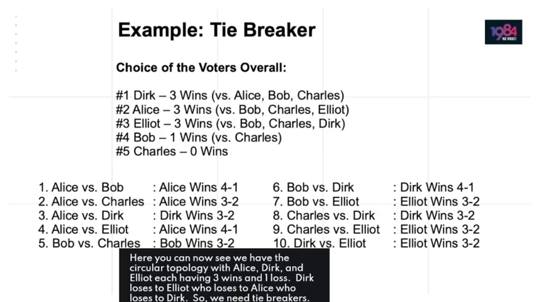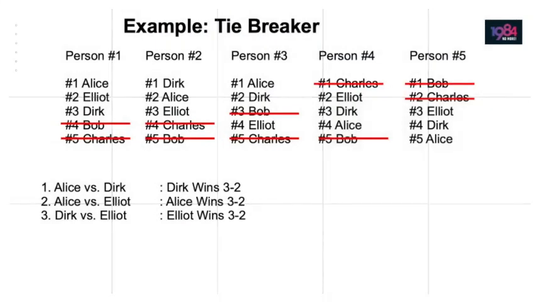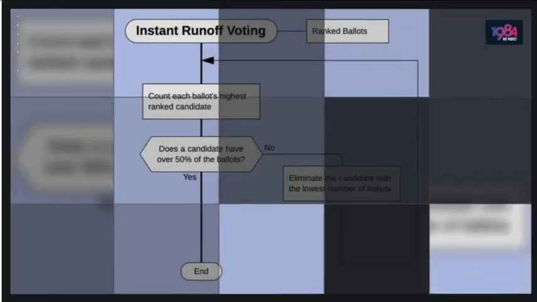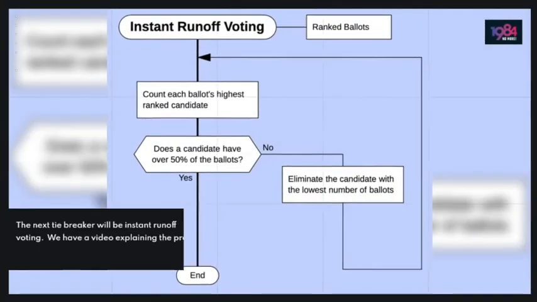So, we need tiebreakers. The first would be to get rid of all the candidates who did not tie for the top spot. Then you run an ordered choice election among these candidates to see who wins. This should not produce a winner if you have a truly circular topology for wins. As you can see when we run this ordered choice vote, we get 1 win each. The next tiebreaker will be instant runoff voting.